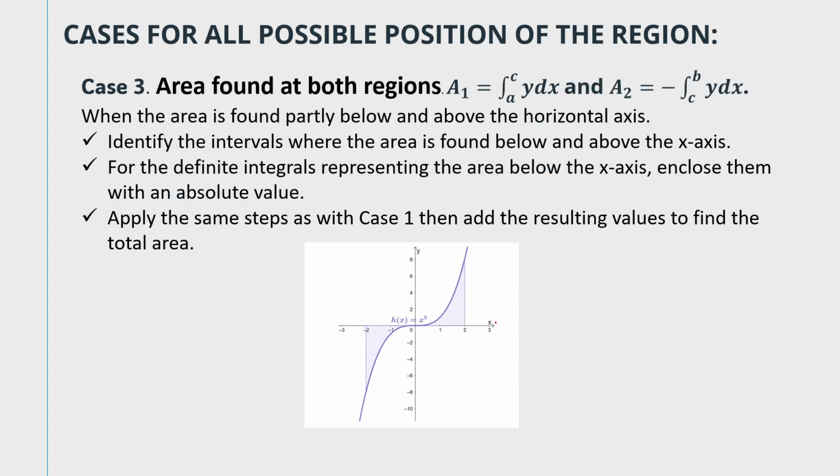Okay? And case number 3, the area is found in both regions. So when the area is found partly below and above the horizontal axis, identify the intervals where the area is found below and above the x-axis. Find the different integrals representing the area below the x-axis, enclose them with an absolute value, and apply the same steps as in case number 1, then add the results to find the total area.